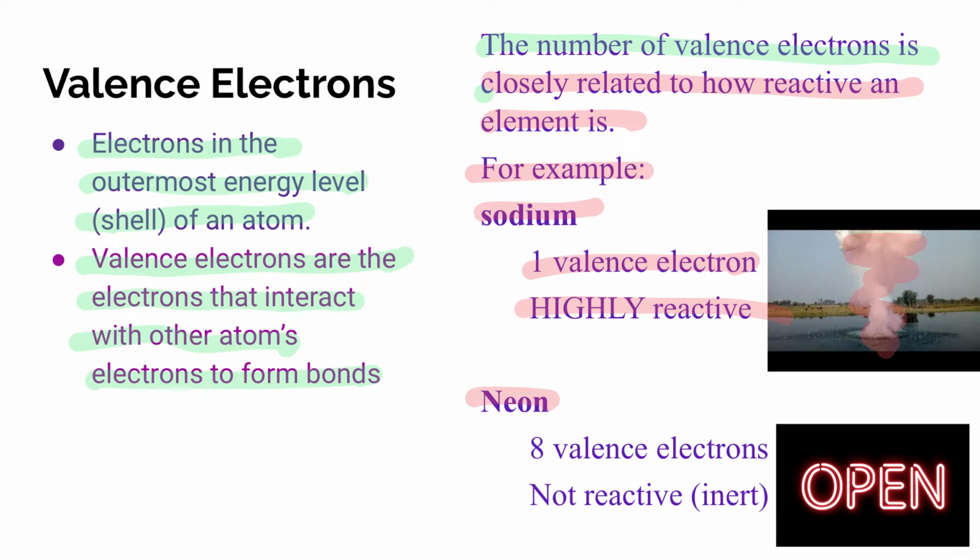Neon, on the other hand, has 8 valence electrons. It's not reactive, or it's inert. And they use it in signs, because one, it causes really pretty colors, but also because it's not reactive. It's not going to react with anything else if the sign breaks or anything like that.